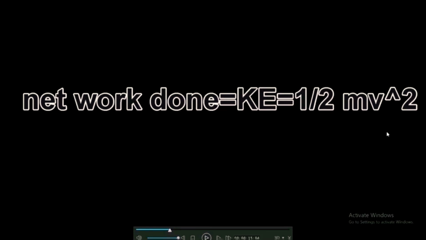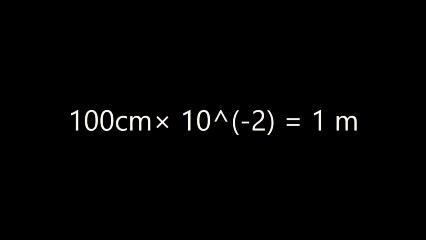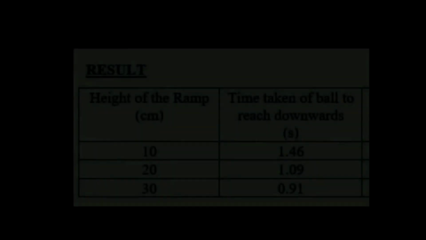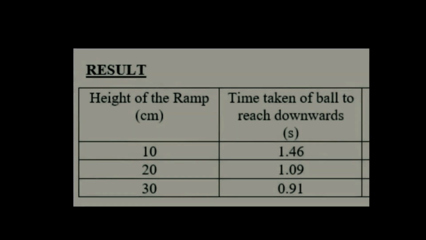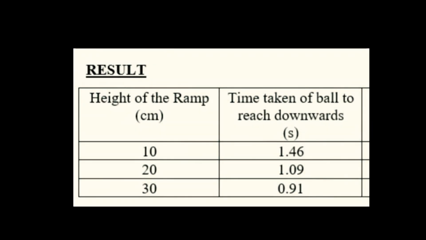The velocity of a ball for each height of the ramp is calculated, but before that, the unit of distance is in cm. So we have to convert the unit to meter due to the SI unit. We also already know that 100 cm is equal to 1 meter. After that, substitute the value of time into the formula: 1.46 seconds, 1.09 seconds, and 0.91 seconds.